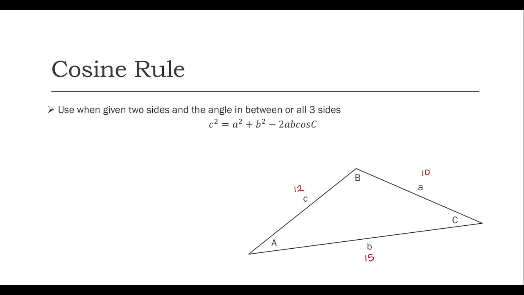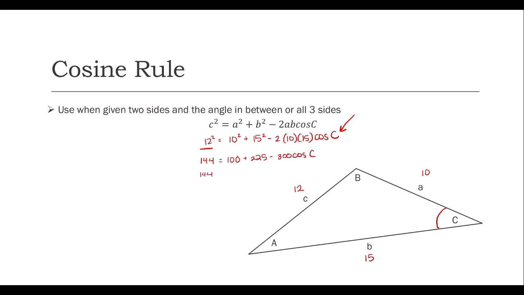So if we wanted to solve for angle C, for example, we could plug in all of our values. So C squared, 12 squared, equals A squared, which is 10 squared, plus B squared, 15 squared, minus 2AB cosine C. So you want to make sure that your cosine of whatever angle matches what's on the other side of your equation. So we get 144 equals 100 plus 225 minus 300 cosine C.